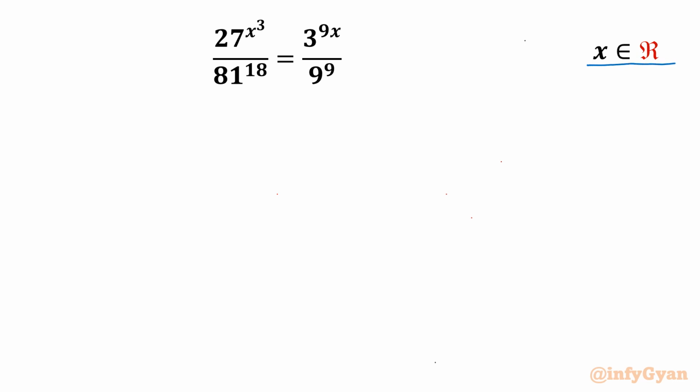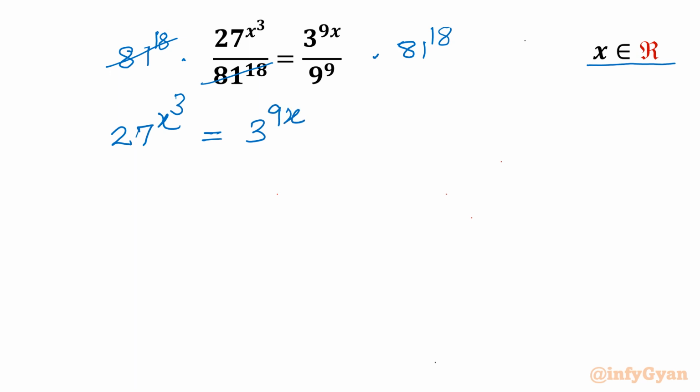So I will begin with multiplying both sides by 81^18. So this side also 81^18, so we can easily cancel these two numbers. What is left? 27^(x³) = 3^(9x) times 81^18 over 9^9.